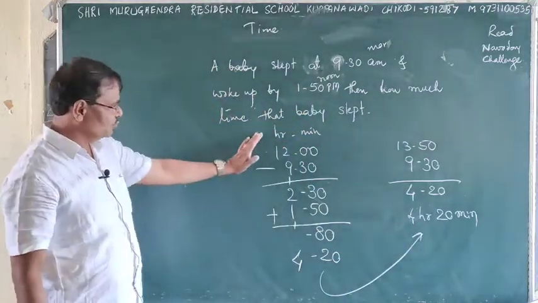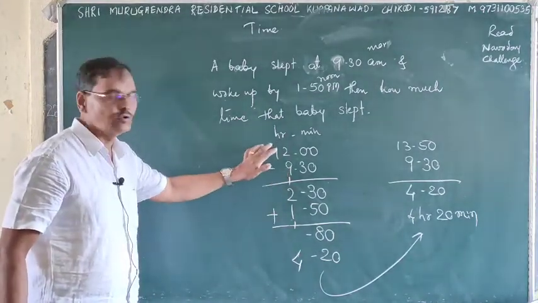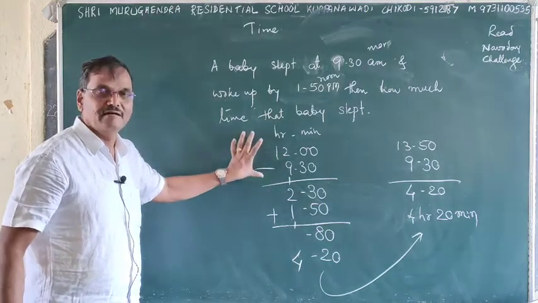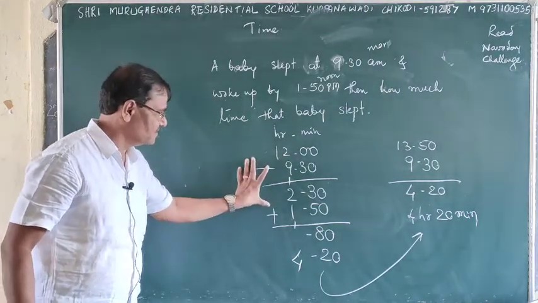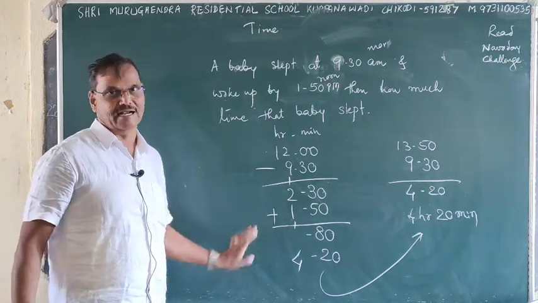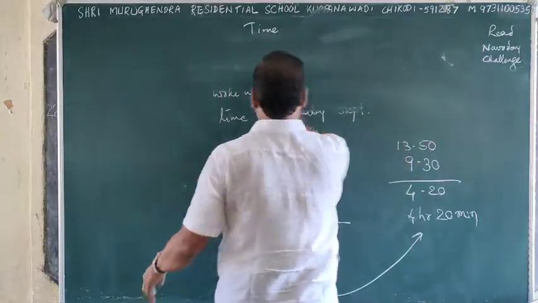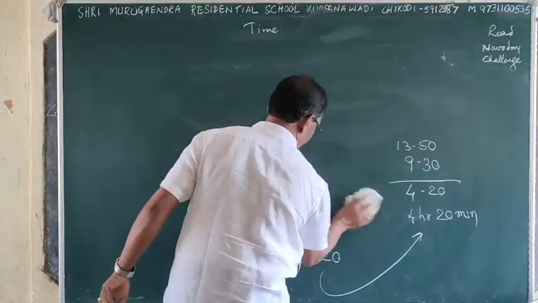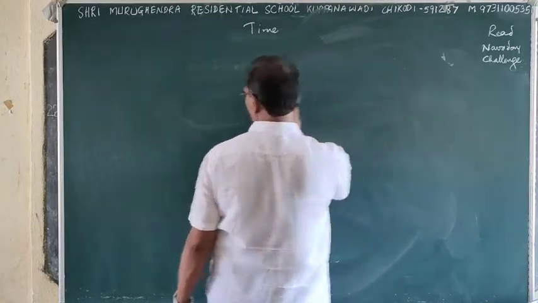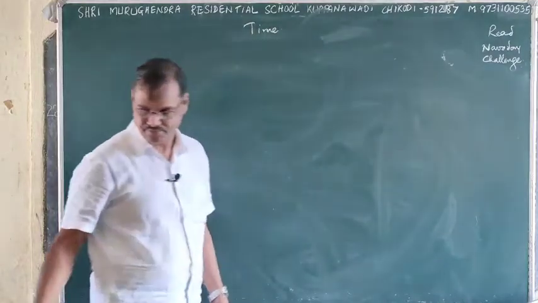If it is usual time with a.m. p.m., we have to take 12, so that we get up to 12. This is 2 hours 30 minutes. After 12, it is direct. Okay. See, one more example I am going to give you.